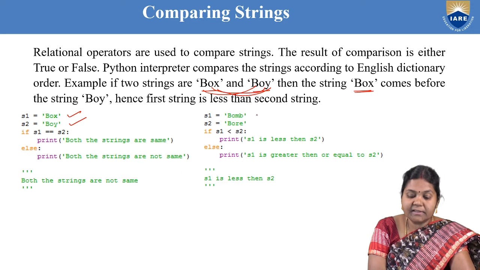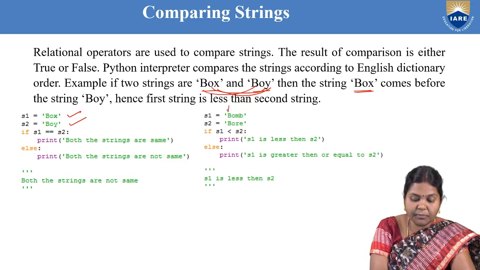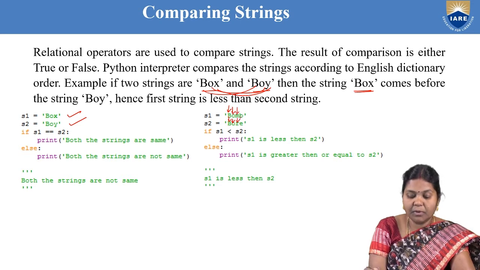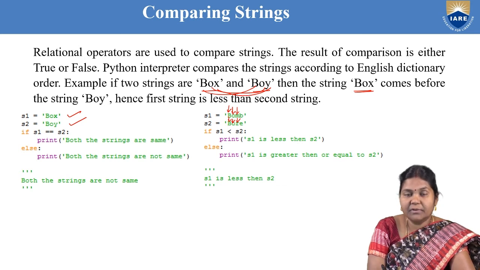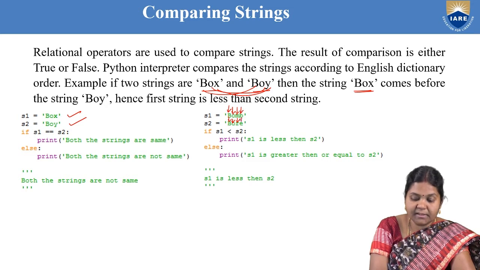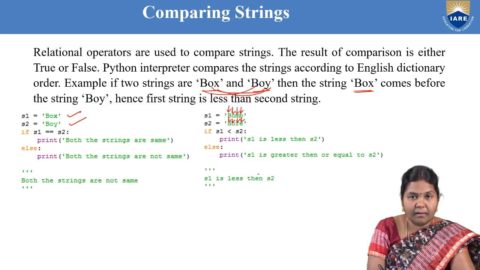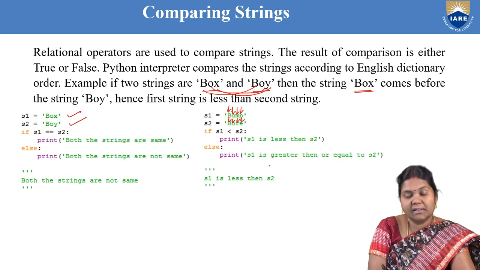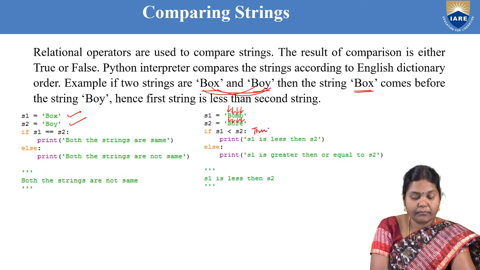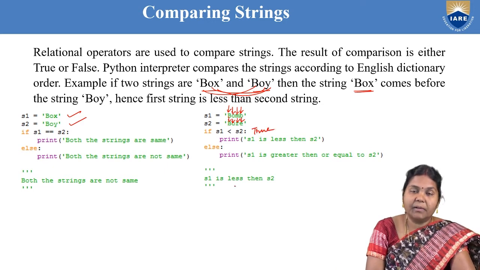Now you can see in the second example, S1 is bomb, S2 is board. Now S1 is less than S2. You can match here: B and B both are same, O and O are same. But you will see M and R. Then what will happen? The first string is less than the second string in the alphabetical order. So you can see here M is less than R. So the output will be, if S1 is less than S2, yes, S1 is less than S2, that is true. So this way strings can be compared in Python.